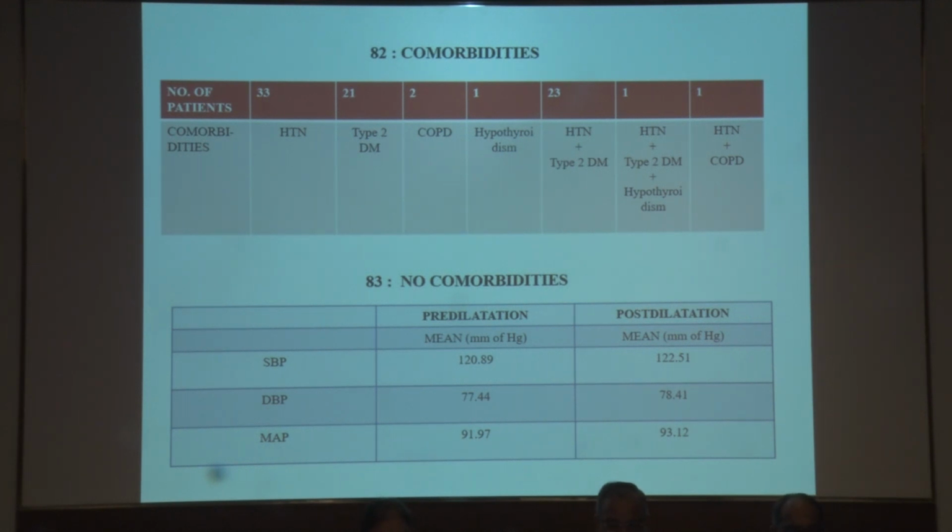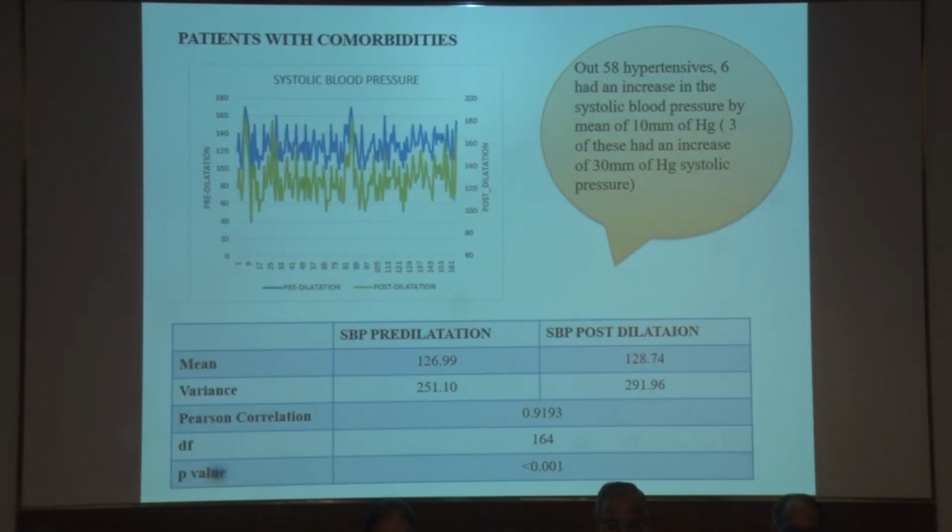The mean arterial pressure prior to the dilatation was 91 and that post dilatation was 93. Amongst the patients with comorbidities, the mean systolic blood pressure prior to the installation of eye drops was found to be 126 and that post dilatation was 128, with a p-value of less than 0.001, which was statistically significant.